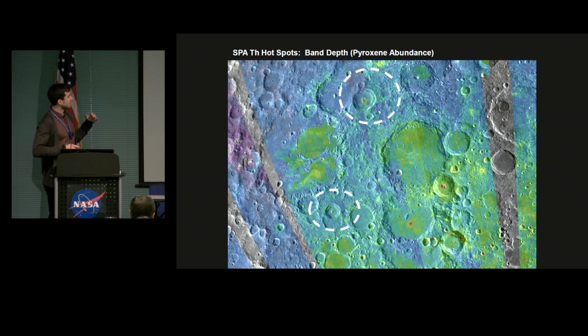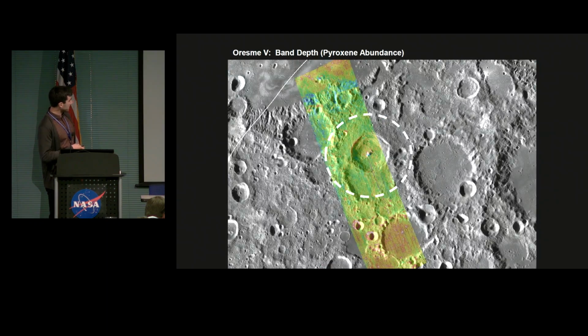But I thought maybe I was missing something by only looking at this global mosaic. I wanted to go to individual M-cubed strips to see if there was something hiding in the higher resolution data. So I started by looking at a single M-cubed strip over Oresme V. Again, this is a map of band depth showing pyroxene abundance. And again, even in this higher resolution data, there's nothing that remarkable about pyroxene abundance across Oresme V.